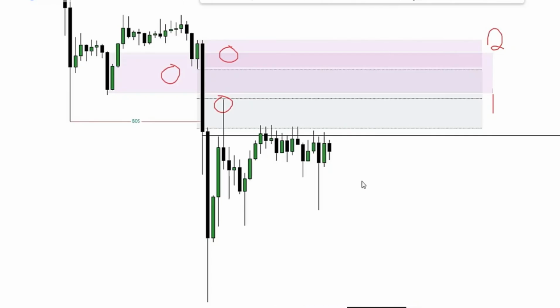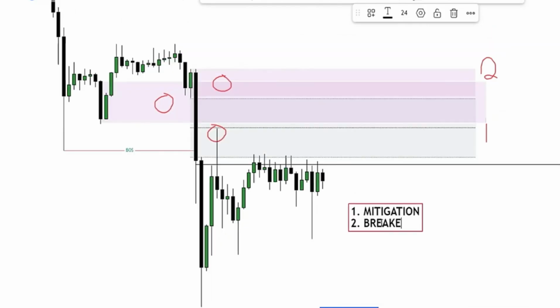It is simply the sequential arrangement of the 7 institutional reference points in ICT concept. What are they? Let me list them for you. Starting from the most important one, you have mitigation block. All right. And the second one is a breaker block. All right. And the third one is a liquidity void. All right. So I'll just skip this video and write all of them, then I'll come back.